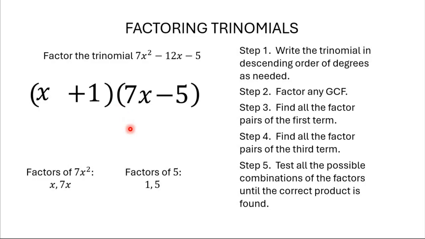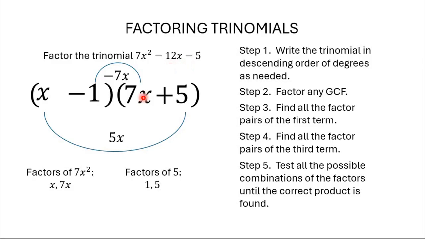So once I put those in there, I'll try the outside product to get negative 5x, x times negative 5. The inside product will give me positive 7x, and 7x plus negative 5x gives me 2x, not negative 12x. So that doesn't work. All right, what if I switch the signs? Make it negative 1 and positive 5 instead. Well, in that case, the outside product will be 5x, the inside product will be negative 7x, and in that case, I get negative 2x instead, but not negative 12x, which is what I'm looking for.